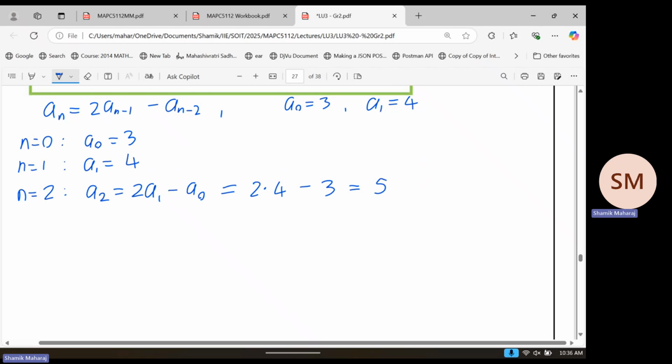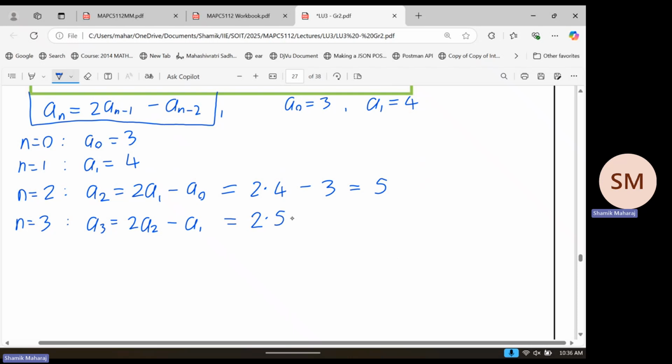We can go ahead all the way to A6. Okay, so I'm just going to go ahead. N equals 3. A3, again according to the formula above, is equal to 2 times A2 minus A1. We know A2 and we know A1, so we can plug these in and get a number. This is 2 times A2, which worked out to be 5, minus A1, which was given as 4. So this is 10 minus 4, which is 6.